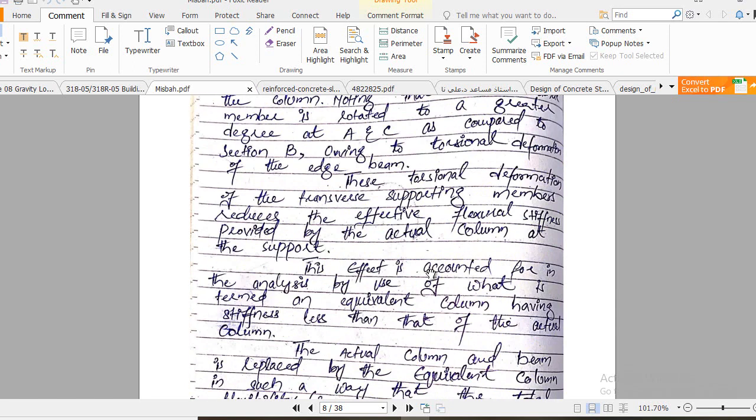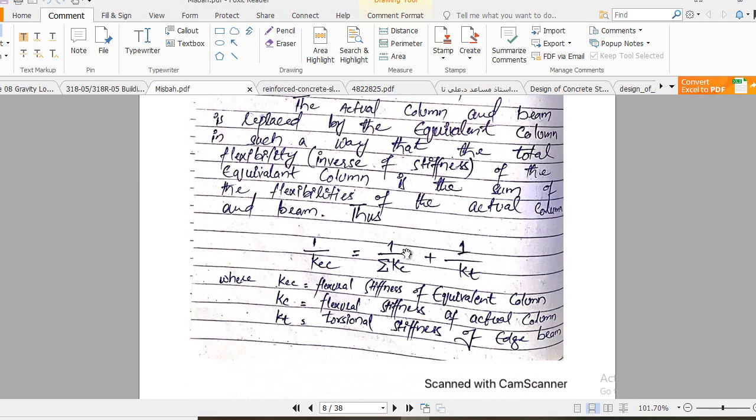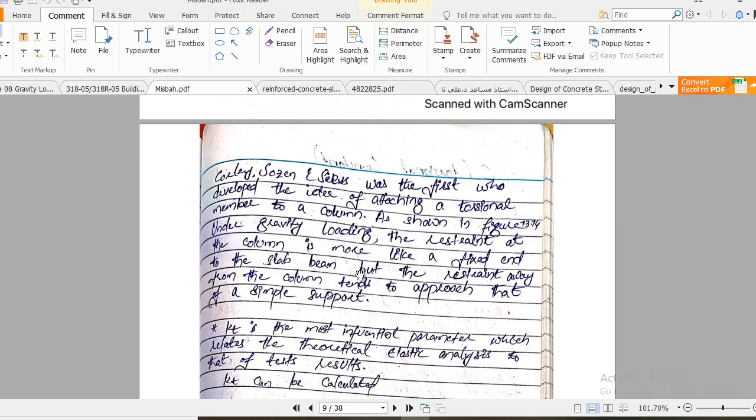Clear? So to calculate that stiffness, which is known as equivalent stiffness, we use this equation. Clear? 1 over KEC equals summation of 1 over KC plus summation of 1 over KT. So what are KC, KT and KEC? You see flexure stiffness of actual column, torsional stiffness of the edge beam and flexure stiffness of the equivalent column. You will understand these concepts in examples, clear.